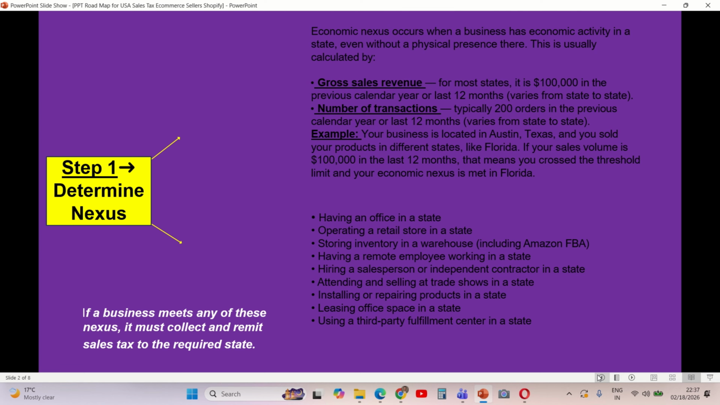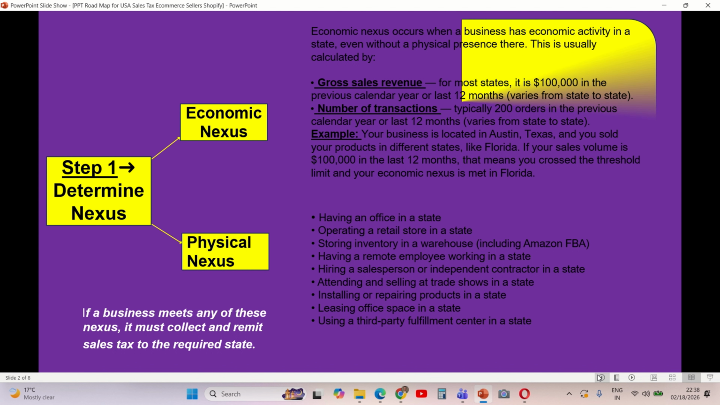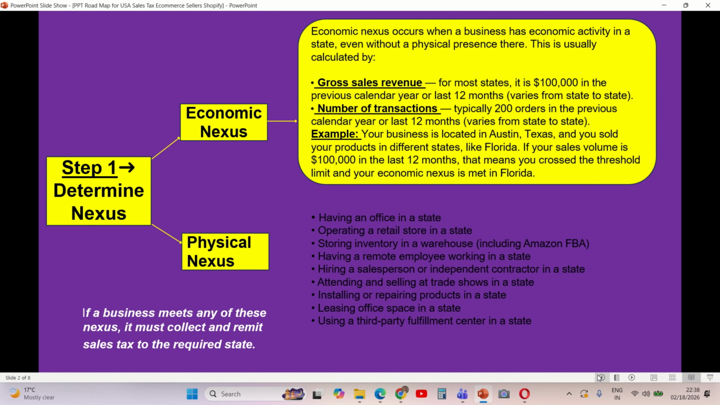Details for nexus. First one is economic nexus. Economic nexus is when a business meets an economic activity threshold in the state. For example, even without physical presence, say you are located in Texas and you sell into Florida, and your sales volume is $100,000 in the last 12 months. That means you crossed the threshold limit and you meet the economic nexus in Florida. So your registration is compulsory in Florida. That is an example of economic nexus.